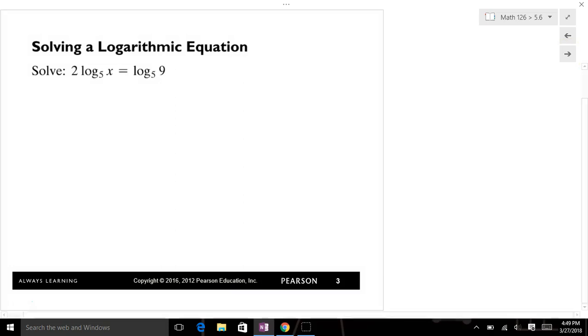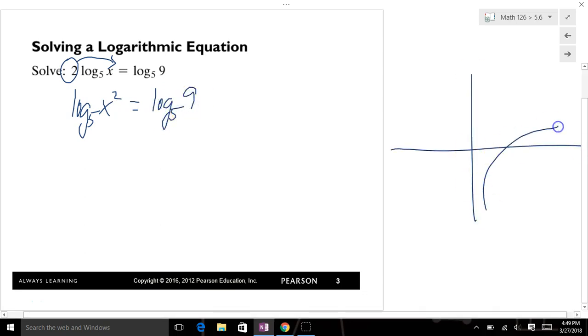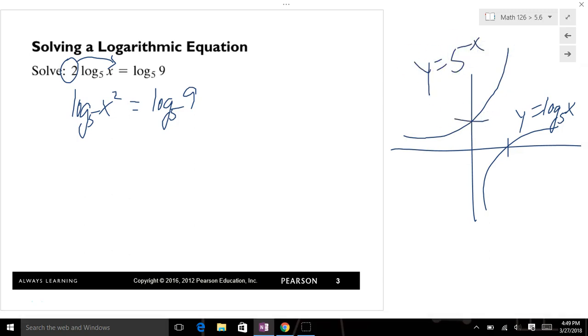In this one, we're going to use the inverse. So what you want to do first is isolate the logarithm. We're going to condense this by taking that up here. So we got log base 5 of x squared equals log base 5 of 9. And if you remember, the log base 5 of x, its inverse is 5 to the x. So notice both of these are log base 5, so x squared's got to be 9.